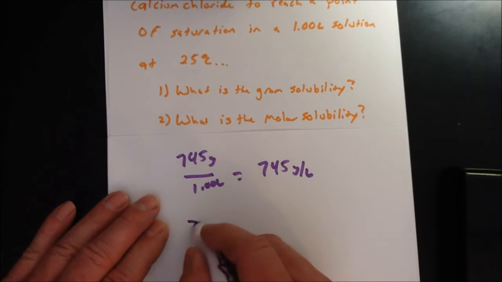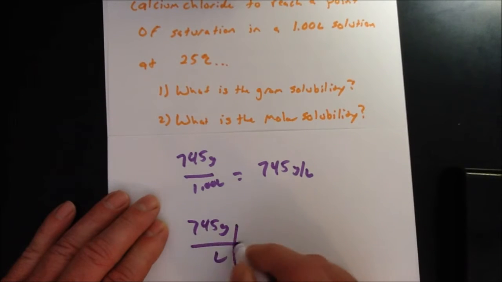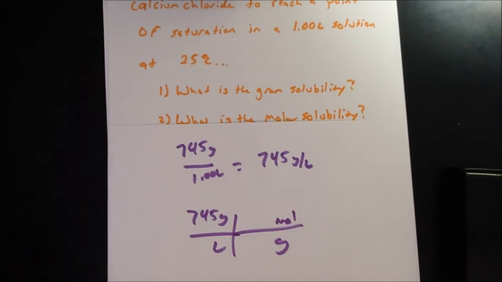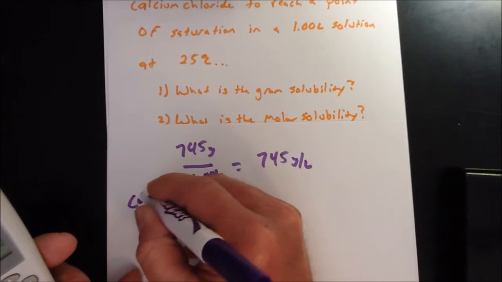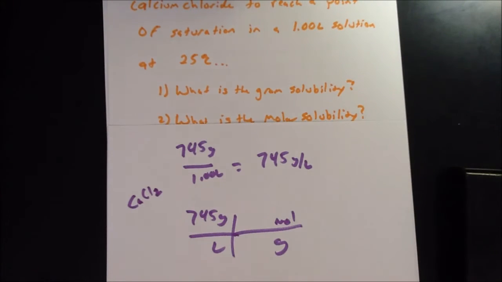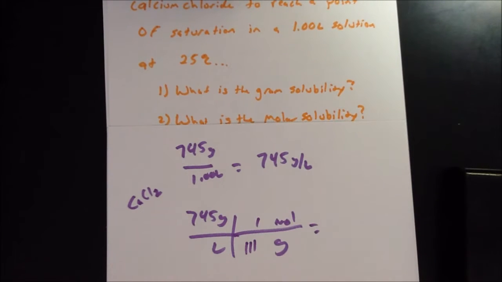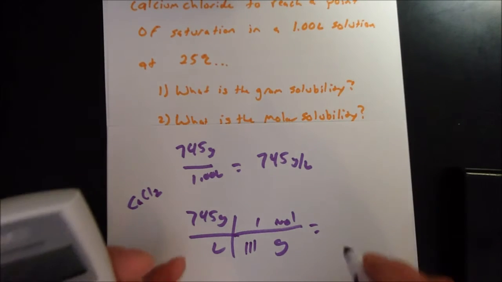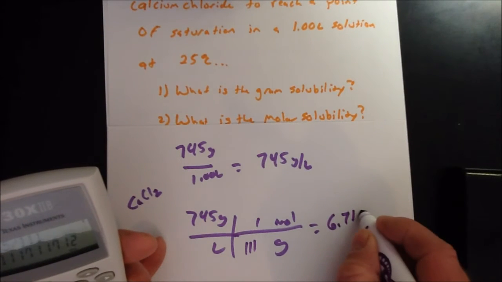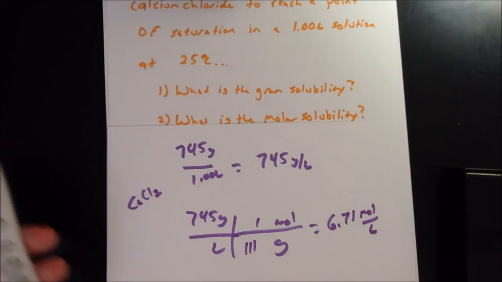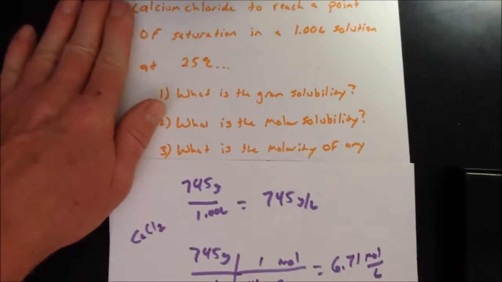Molar solubility. 745 grams per liter. From grams, I'm going to simply convert that to moles. Keep in mind that calcium chloride, a good point to note the nomenclature, is CaCl2, and pretty much 111 grams to the mole. 745 divided by 111 is 6.71 moles per liter. Again, we're still talking about the molar solubility, 6.71 moles per liter.